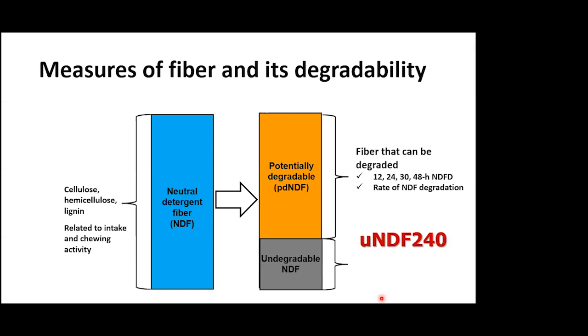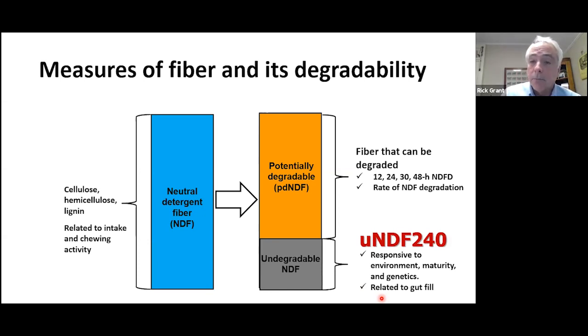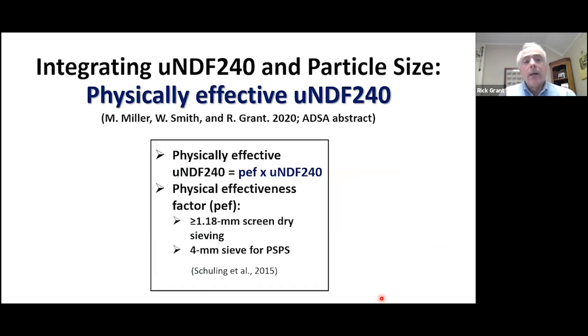UNDF 240 is the in vitro measure at long-term fermentation of indigestible NDF. Its usefulness really comes back to its relation with gut fill and dry matter intake. It's also useful as a benchmark because it's responsive to the environment, maturity, and genetics. That's not my focus for today, but those are all good attributes of UNDF 240 as a benchmark.